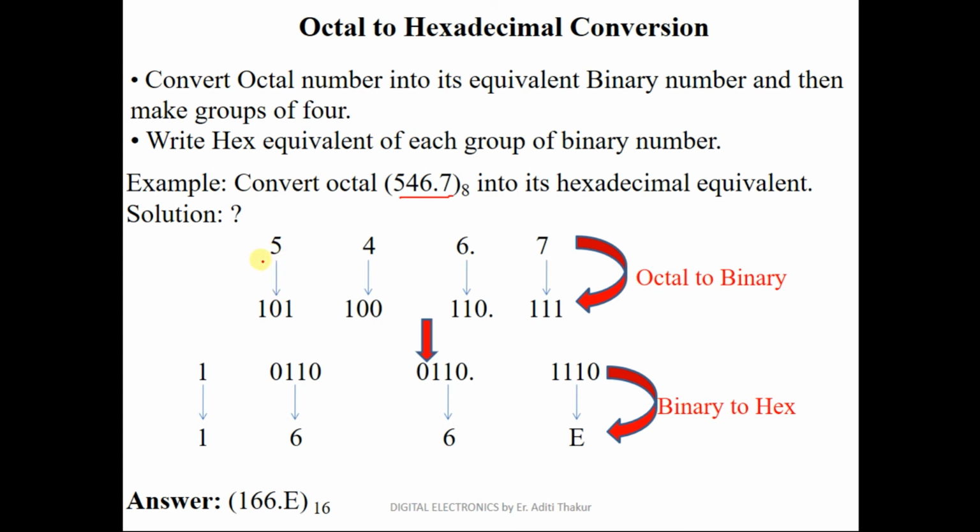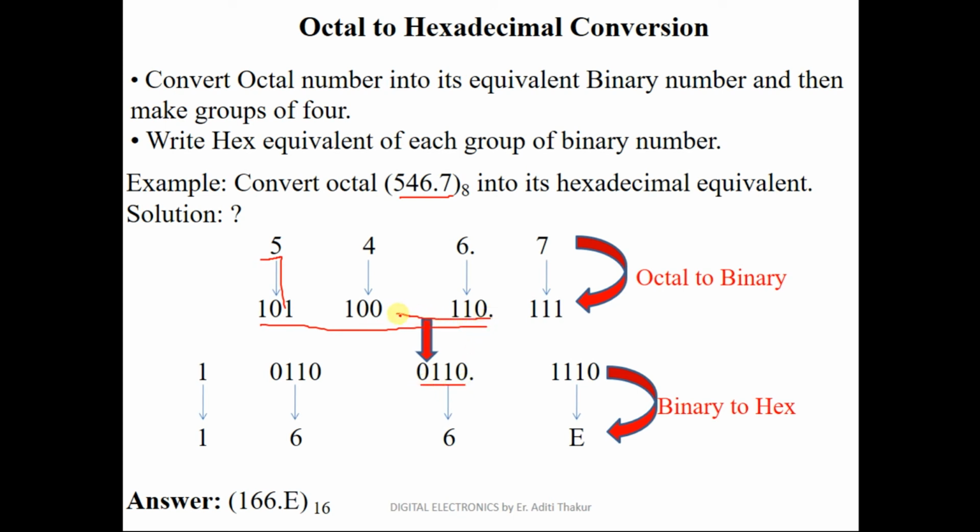Remember that 5 is an octal number, so its binary equivalent will be in 3 bits. So 5's equivalent is 101, 4's equivalent is 100, 6's equivalent is 110, and 7's equivalent is 111 simply. Now what we will do further, just write this sequence in groups of 4 starting from here.